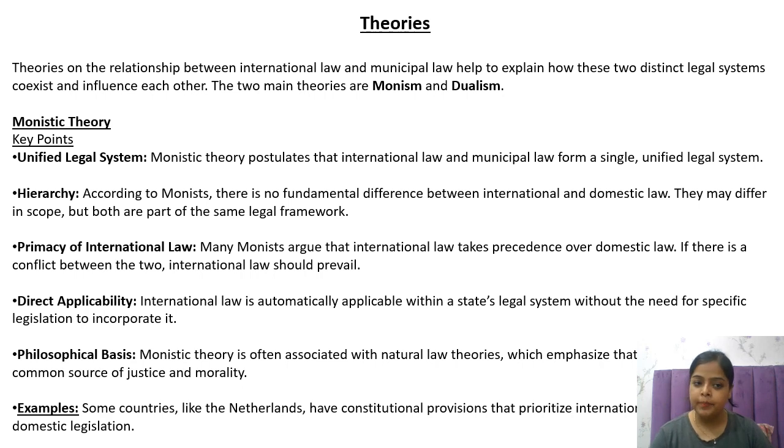The word mono means single. So the first point is international law and municipal law form a single unified legal system. It is stating that there is no different legal system, दोनों same है. This is by monoistic theory. Next is hierarchy. तो इसमें बोल रहा है कि कोई hierarchy भी नहीं है. There is no fundamental difference between two because both are same. Third is primacy of international law.